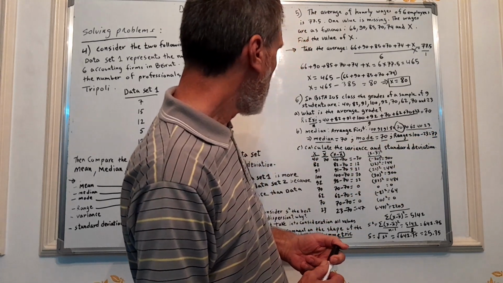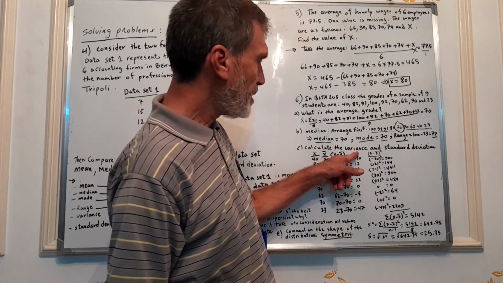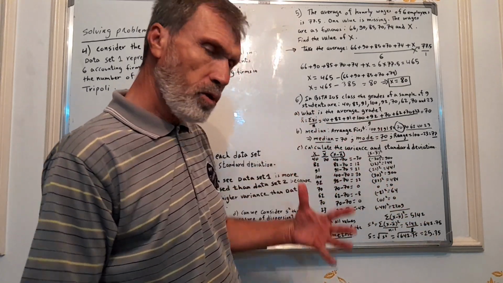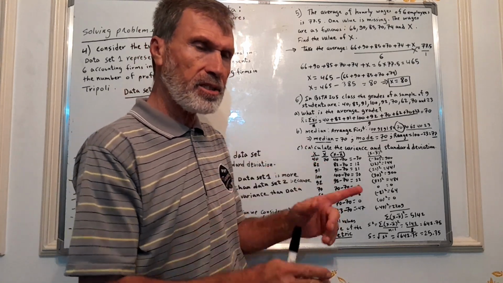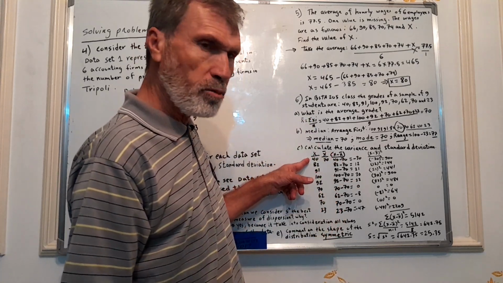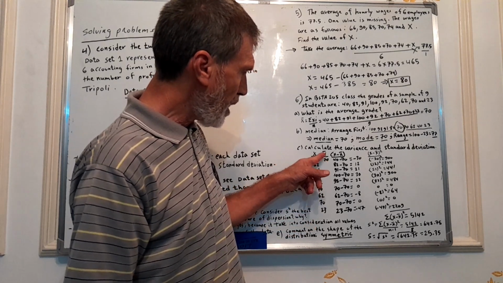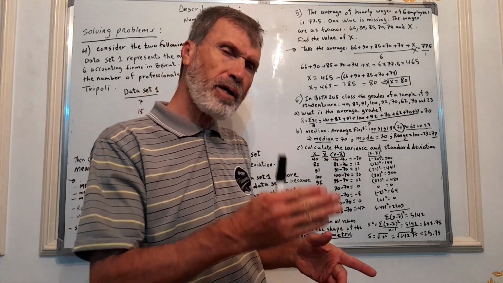Now, part C, calculate the variance and standard deviation. Here in problem 6, I will go through the process of finding the variance. The first thing is that we build a column of the observations, X, all observations. Then another column, X bar, of the mean. Then a third column is X minus X bar.